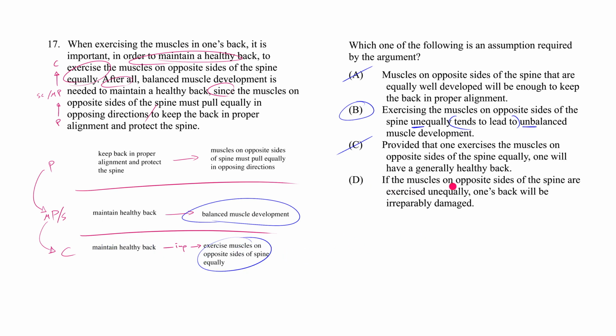Now, D, I think, is trying to scare you into picking it. It says if the muscles on opposite sides of the spine are exercised unequally, meaning, again, like answer choice B, we're doing the opposite of this plan, then your back will be irreparably damaged, right? Damaged beyond repair. Okay, I don't think we need that to be true, right? I mean, what is the thing that we need to be true? The thing that we need to be true is way lighter than this, way gentler than this, right? What we need to be true is that if you exercise the muscles on opposite sides of your spine unequally, we need that to not lead to balanced muscle development. That's it. We need this plan of action to take you astray, right? To take you off the right path to balanced muscle development. That's all we need, which is exactly what B says.